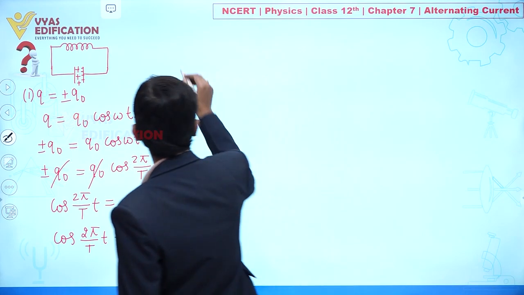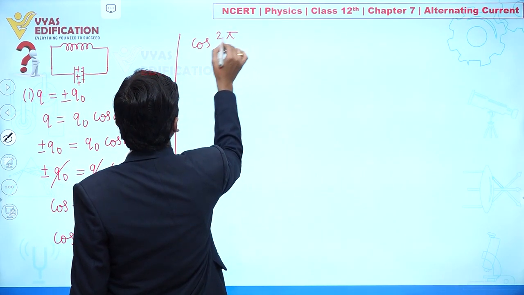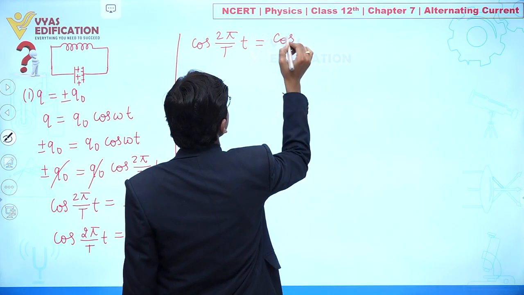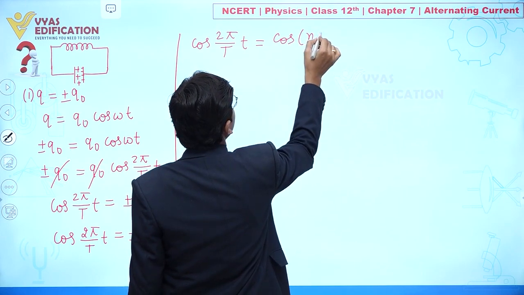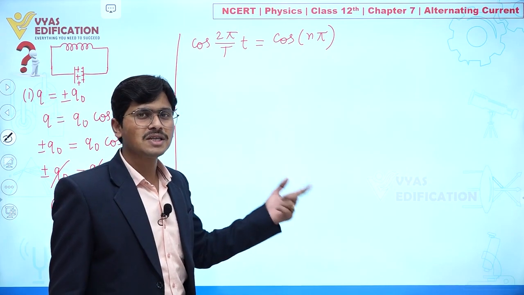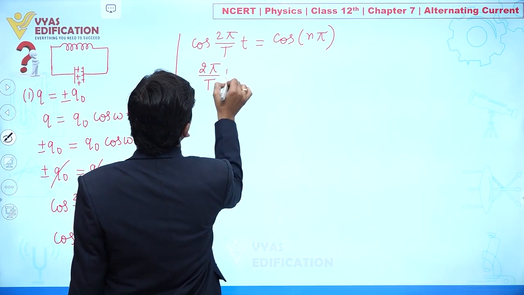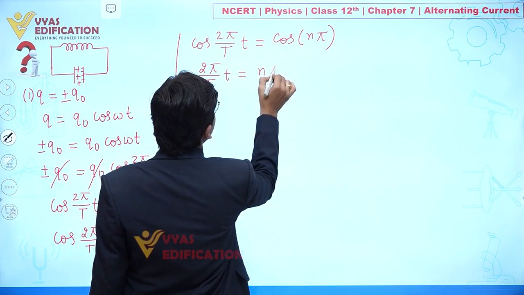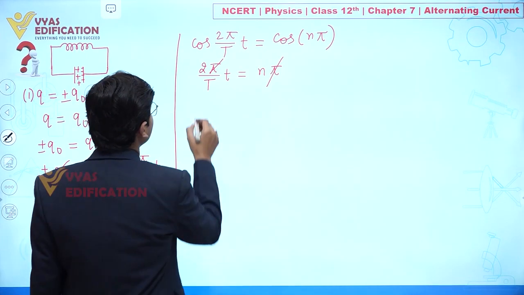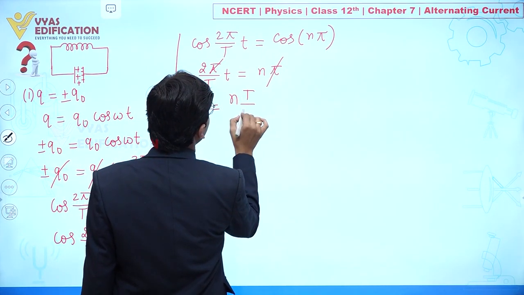So from here we can write cos of 2 pi by T multiplied by t is equal to cos of n pi. You can place the value of n as 0, 1, 2, 3 and so on. So 2 pi by T multiplied by t is given by n pi. Pi and pi cancel out. So from here the value of t is given by nT by 2.